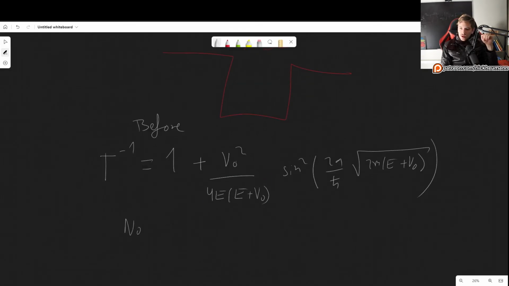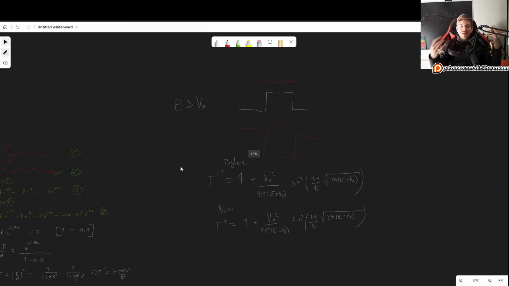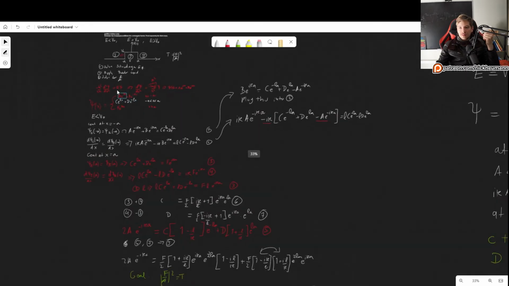So now all we have to do is change the sign of V0 to minus V0. Here it doesn't change because it is squared, so you would get minus minus, which is plus. Now in the denominator, it does change, so it is E minus V0. And then we get sine squared of 2a over h bar times the square root of 2m(E minus V0). And there we go. This is the result. So thankfully, we didn't have to go through everything again. If you did want to do it, the procedure is the same as before.